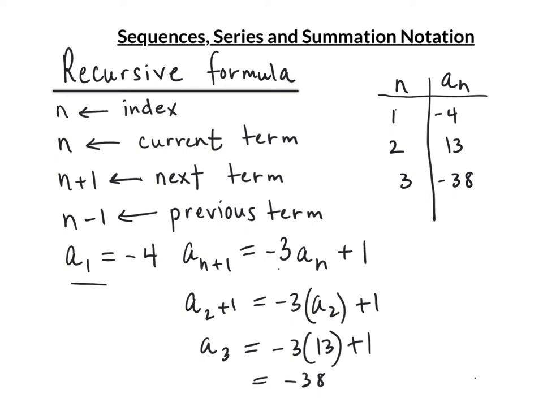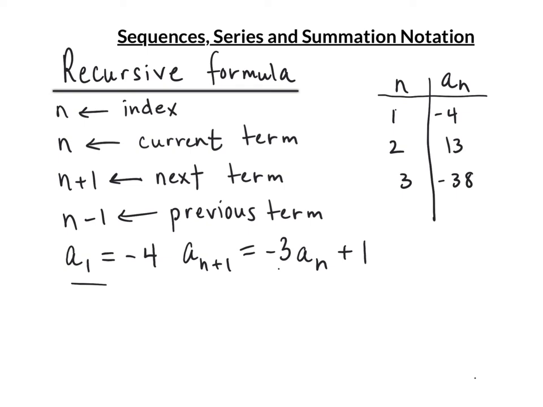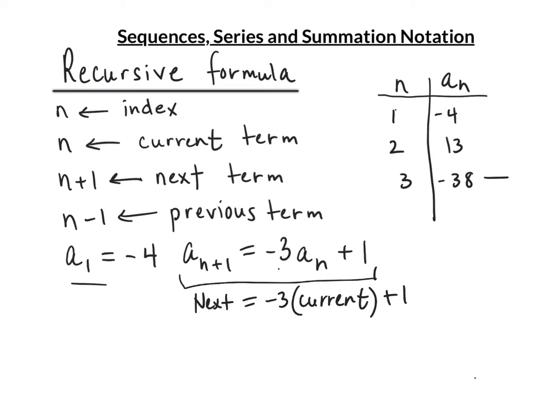I'm making this much more complicated than it needs to be. All you need to do is understand what this means. To get the next term, I take negative 3 times the current term and then add 1. So take negative 3 times the current term, negative 38, and then add 1. So the fourth term is 115. Follow the recursive sequence. Take the current term times negative 3, 115 times negative 3, and add 1. And the fifth term would be negative 344.